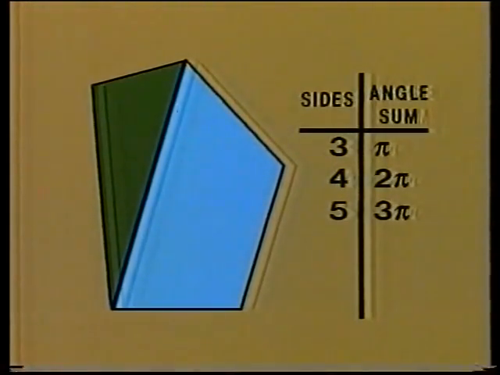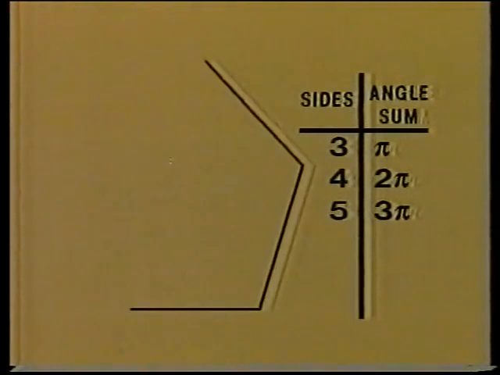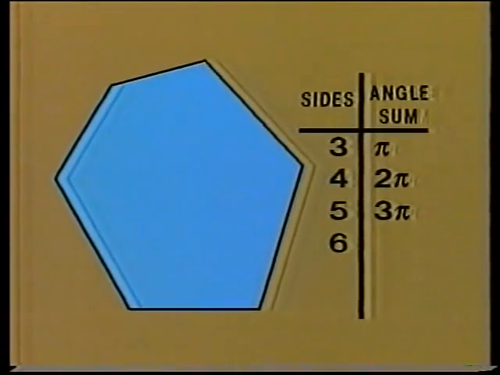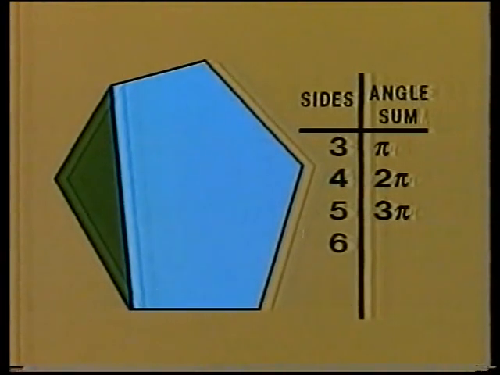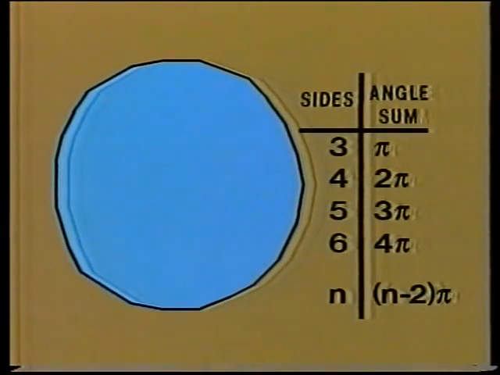And it's the same for 6 sides. It's a pentagon with an extra triangle. So the angle sum is 3 pi for the pentagon with an extra pi. 4 pi altogether. And if you look at the pattern in the table, for an n-sided polygon, it looks as if the angle sum will be n minus 2 times pi. And how do we prove this conjecture? By mathematical induction.